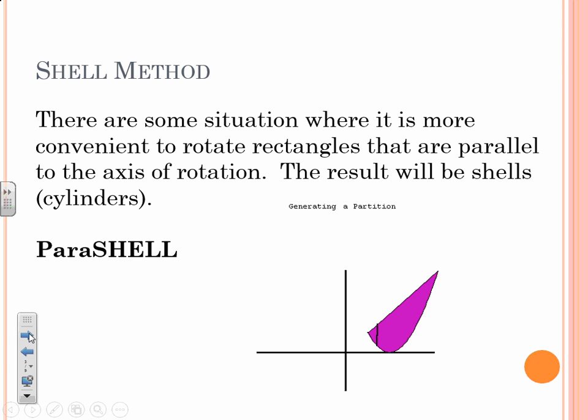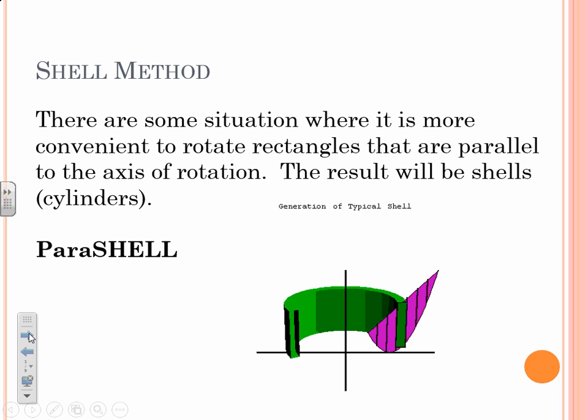So we're going to get a region, and we're going to break it up into these infinitely small rectangles, and we're going to rotate them about the axis of rotation. So you see now that we have parallel rectangles compared to our axis of rotation, these really thin rectangles twist around to create a cylinder, if you will, or a shell.